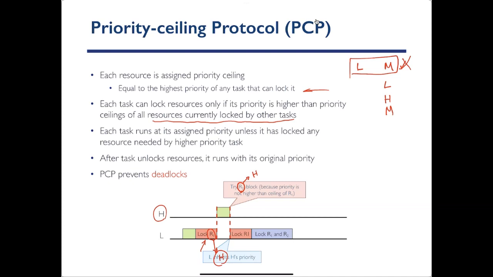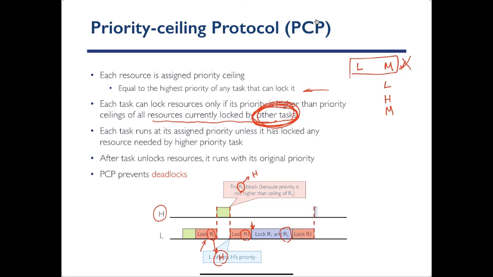The other thing here that is important is these other tasks. So we have to look at all the resources that are locked by other tasks, not the current task. So at this point, when L tries to lock R2, we're going to look at any resources that are locked by other tasks. There are no such resources. There is R1, but R1 is locked by the current task, so that doesn't count. In this case, there are no such resources. So then L can also lock R2 and finish.